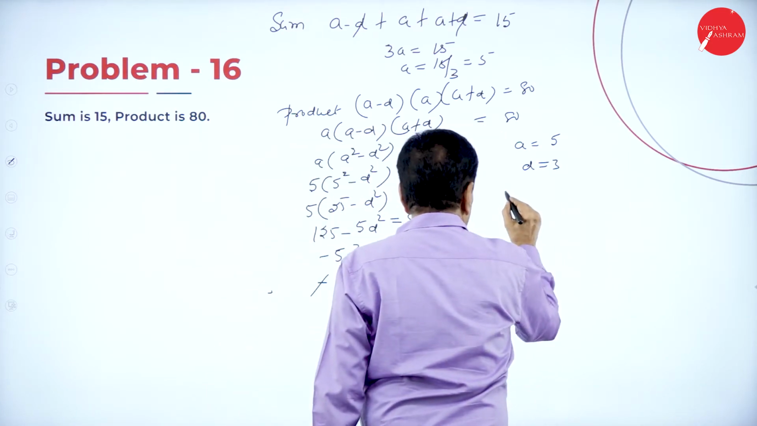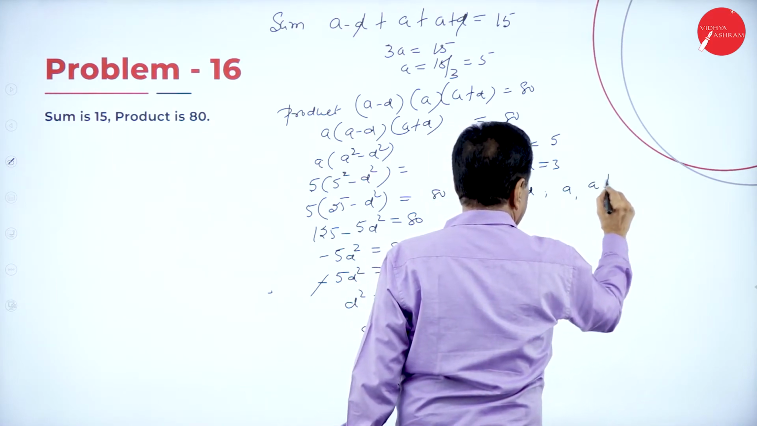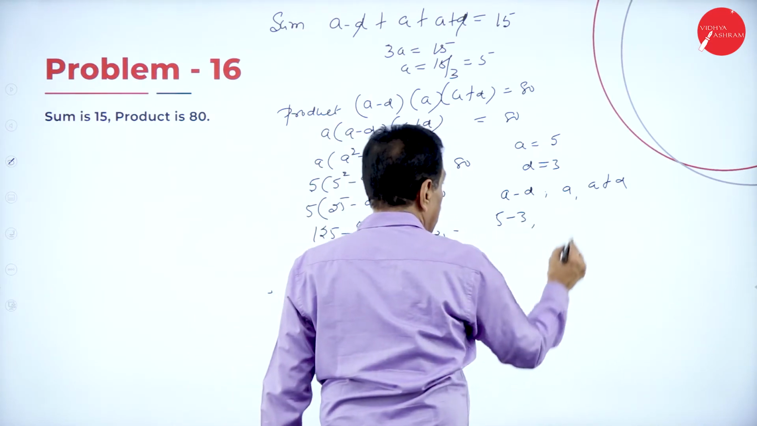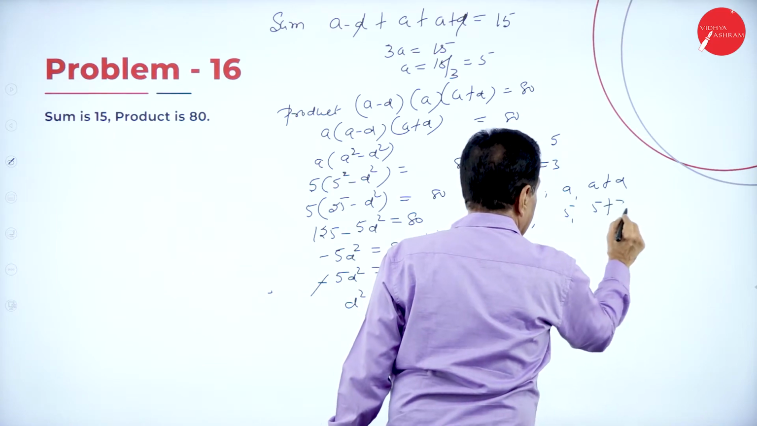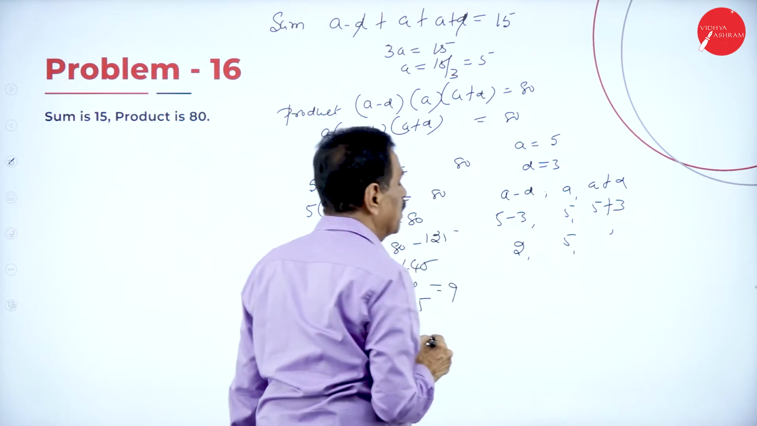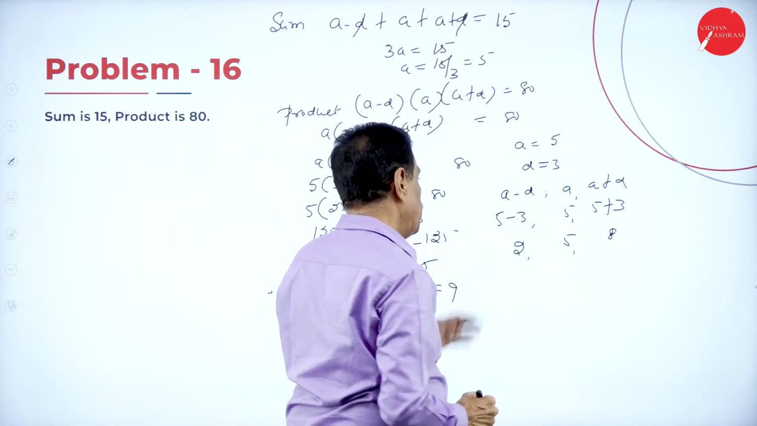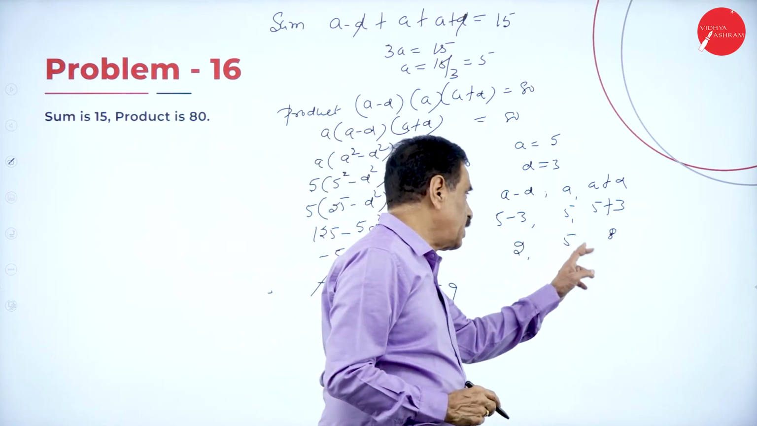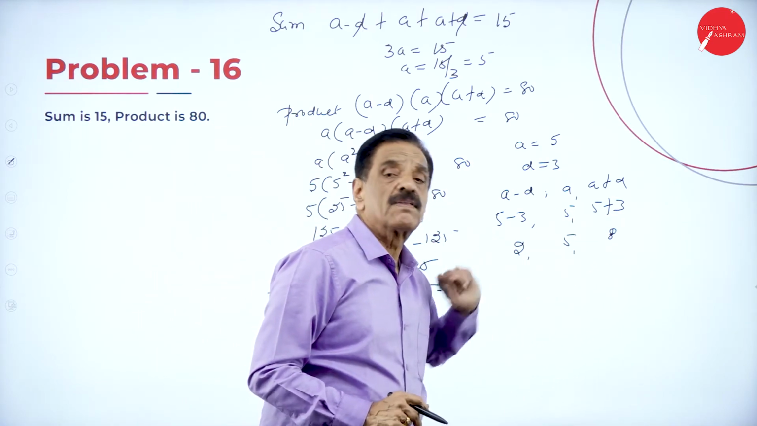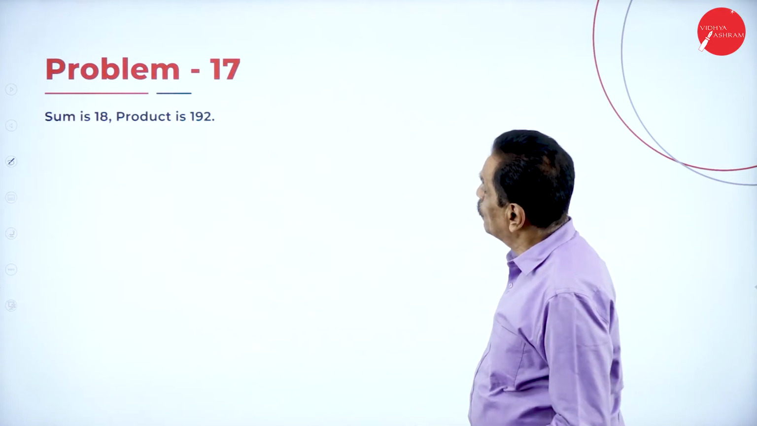So what's your problem? A minus D, A, A plus D. What's your A? A is 5. 5 minus 3 is 2, 5, 5 plus 3 is 8. 8 minus 3 is 5, 5 minus 3 is 2. It is 3 difference. So this is what we are going to find out. Then we'll move on to next one.